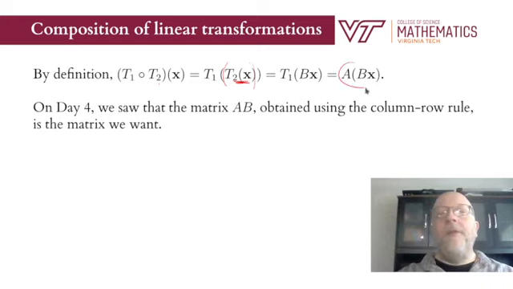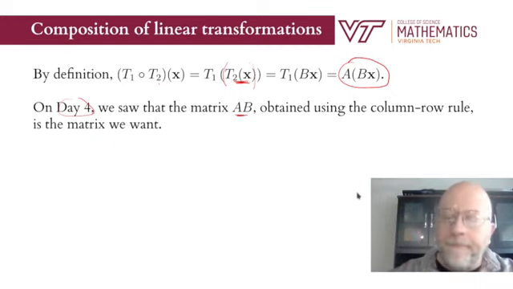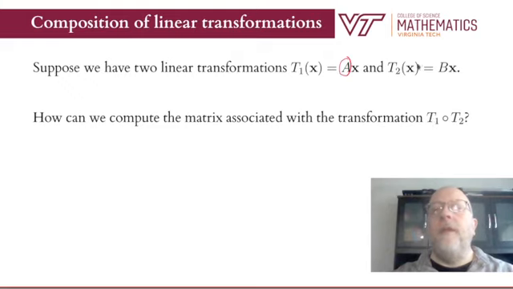And we've seen this before. By definition, the matrix AB is the matrix that lets us eliminate the parentheses here. And we could calculate that using the column row rule. We saw that back on day 4 when we did matrix multiplication. So the composition T1 composed with T2 is just the product AB.